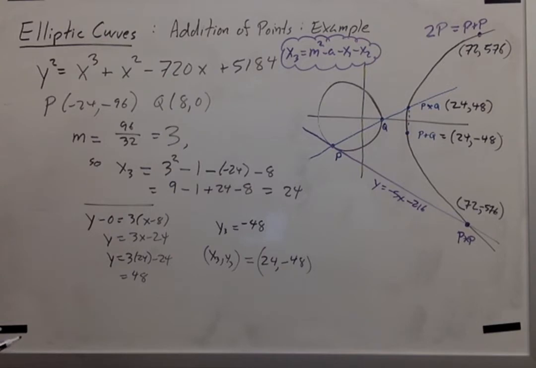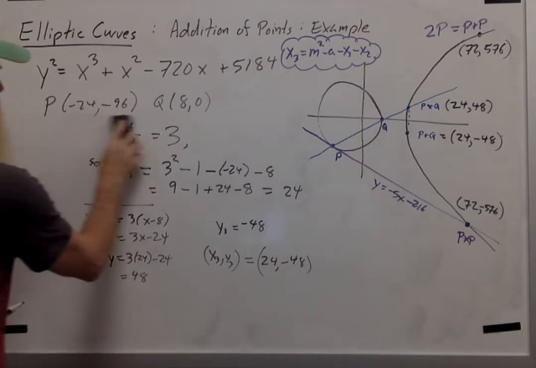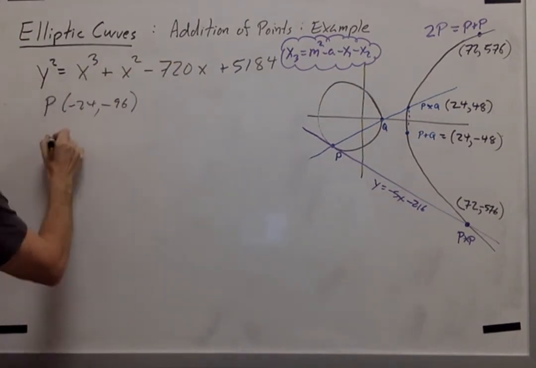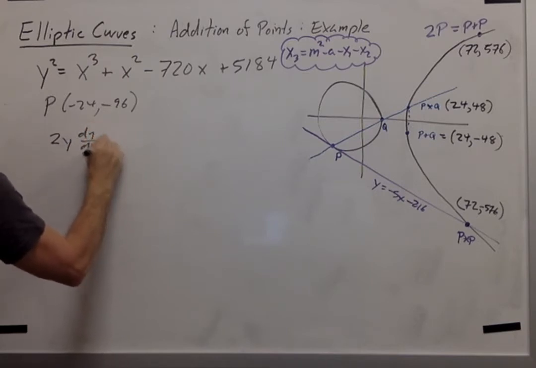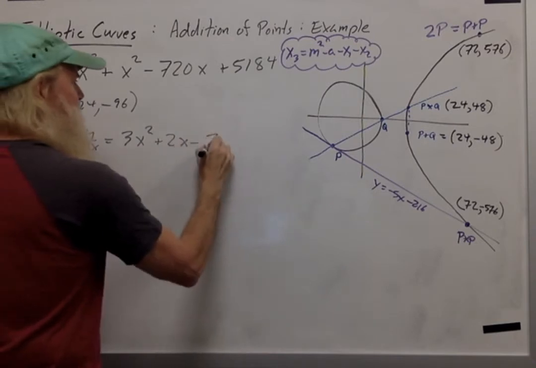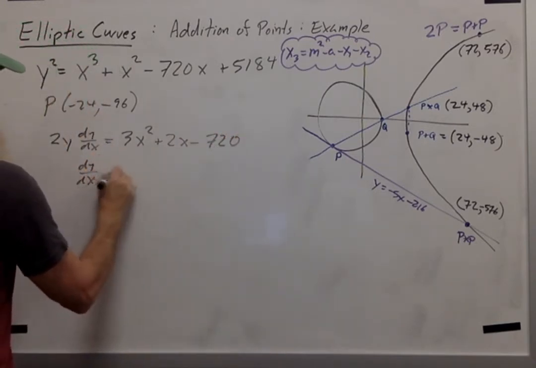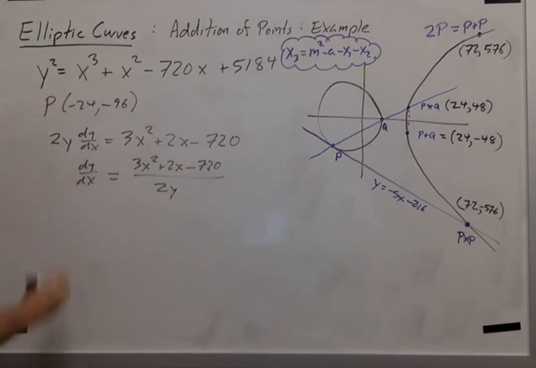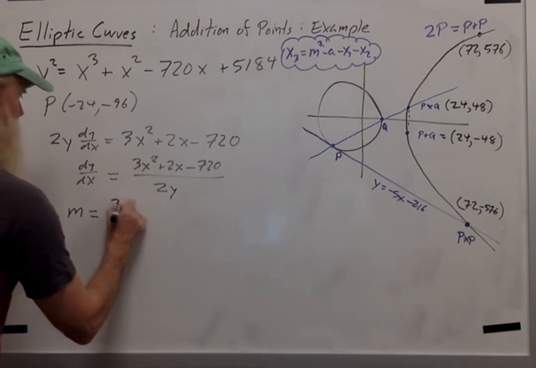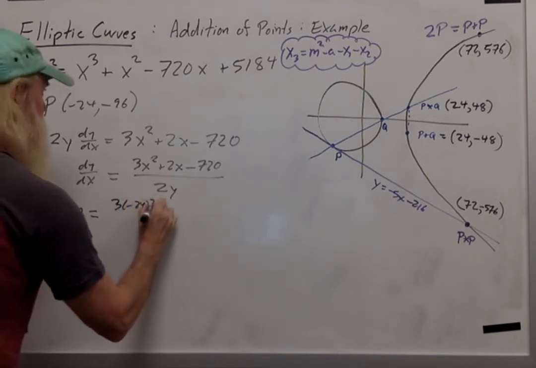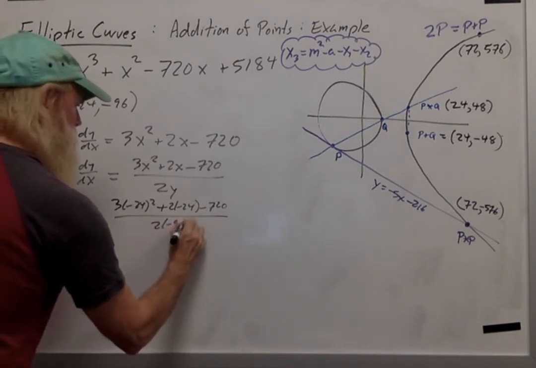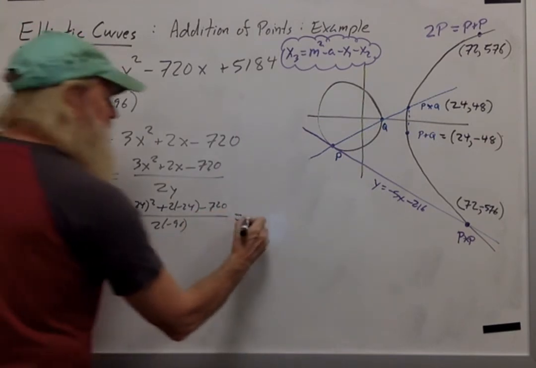Let's also see how this would work out if we were trying to duplicate a point. In other words, take 2 times a point P. We're still going to have to use implicit differentiation. So let me just go through that again. 2y times dy/dx equals 3x squared plus 2x minus 720. So dy/dx is equal to (3x squared plus 2x minus 720) over 2y. So the slope of the tangent line I can get by plugging in negative 24 for x and negative 96 for y. And just like before, if we simplify that out, we end up with a negative 5 as our slope.